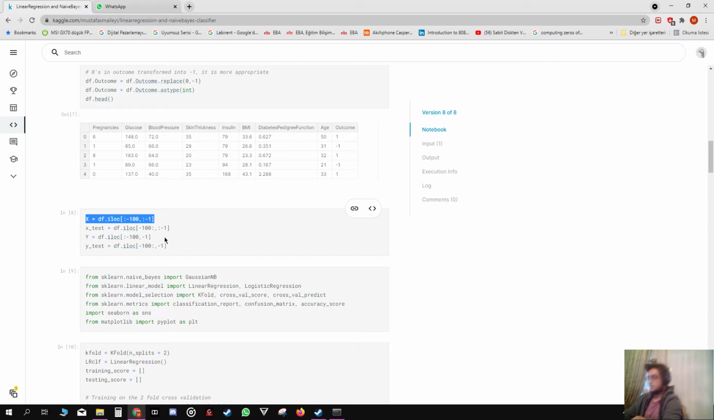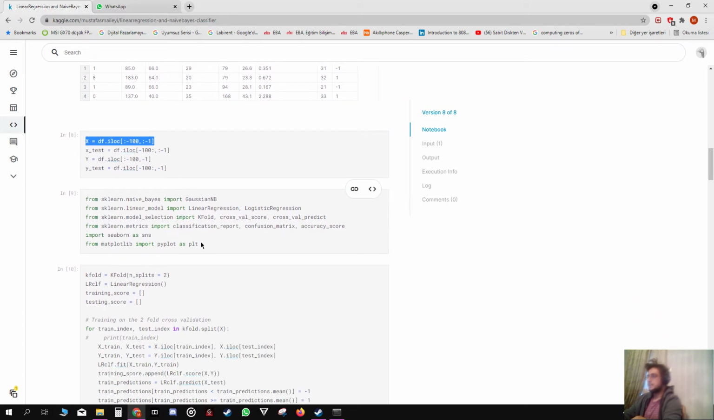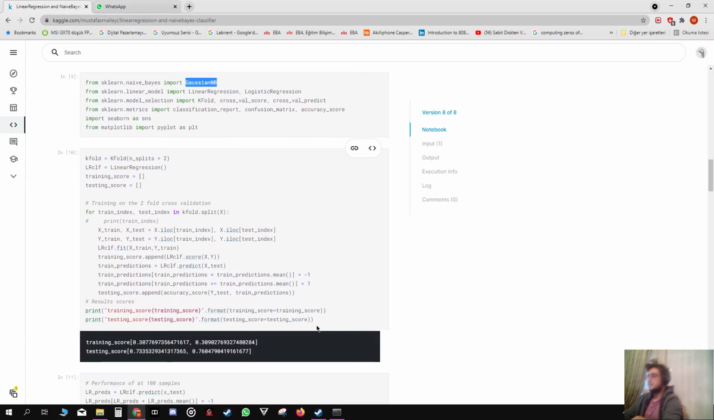For testing or validation, I get the last 100 samples of the data, and here are the libraries I use. For Naive Bayes, I use Gaussian Naive Bayes, and here linear regression. Those are the supervised methods.